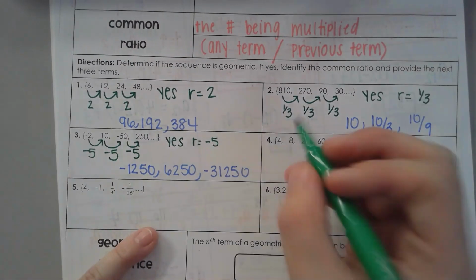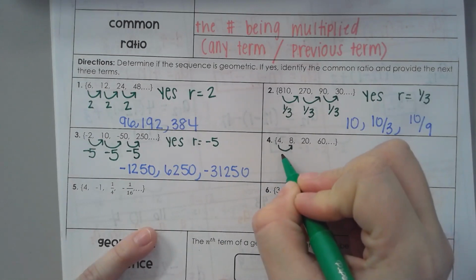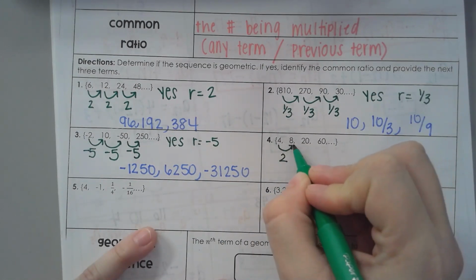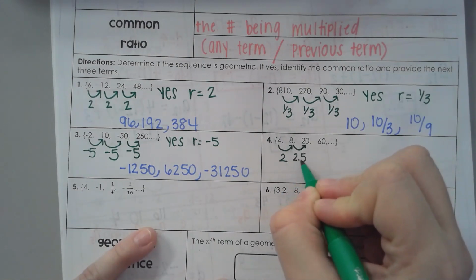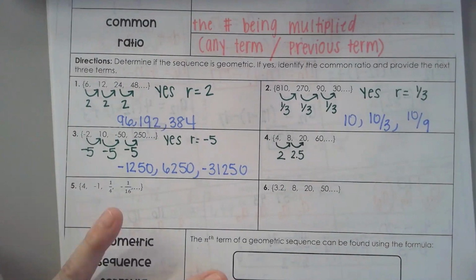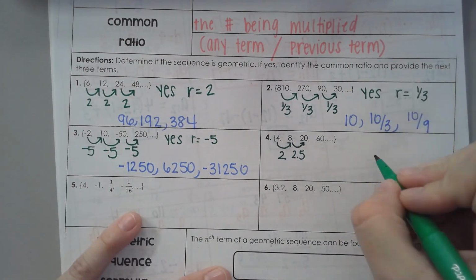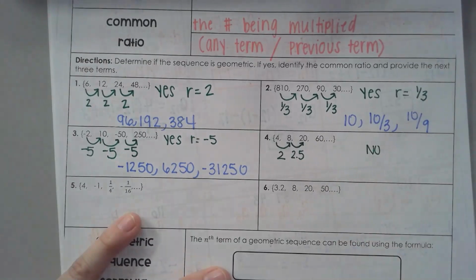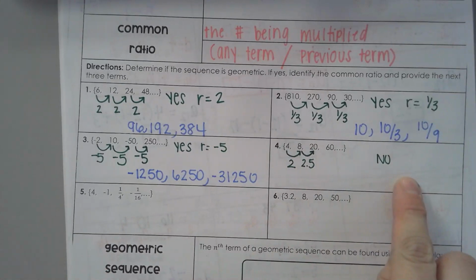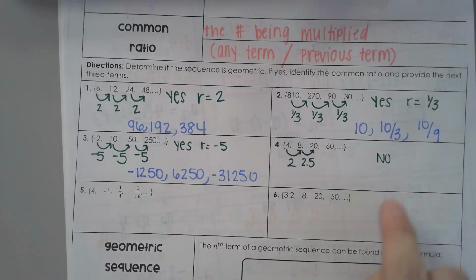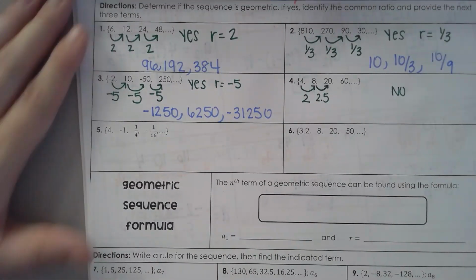Alright. What about here? 4 times what? 2. This is actually going to be 2.5. It's not 2. So this is not geometric. So when it's not geometric, there is no ratio. We don't have any next three terms. So we can just move on to number 5.